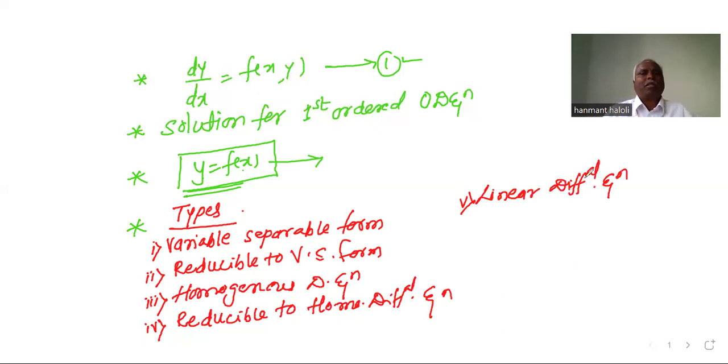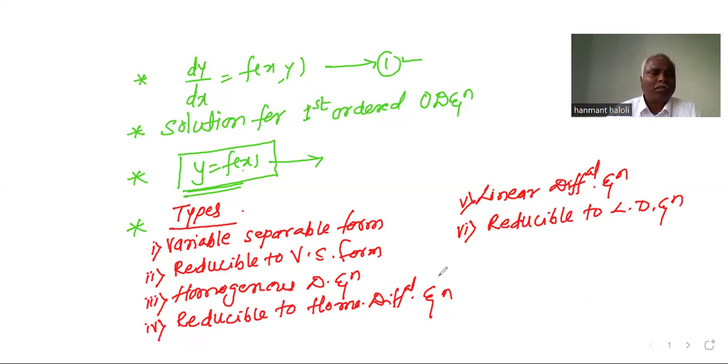Now, fifth is linear differential equations or differential form. Here also we have a subtype, reducible to linear differential equations. After that, the sixth type is called exact differential equation. These are the important types.